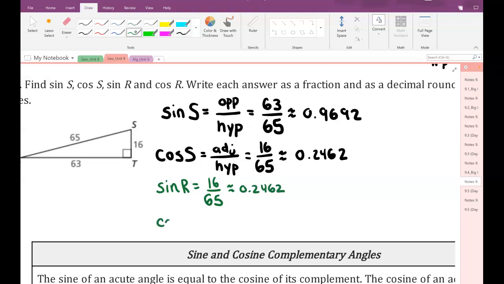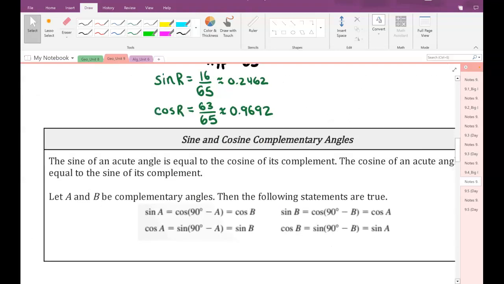Now let's find the cosine of R. The side adjacent to R is 63. Our hypotenuse is staying as 65. And would you look at that? The cosine of R and the sine of S are the same as well. So we're going to be talking about, as the unit goes on, this pattern, why the cosine of S and the sine of R are the same, and also why the sine of S and cosine of R are the same. We'll talk more about that as the unit goes on.